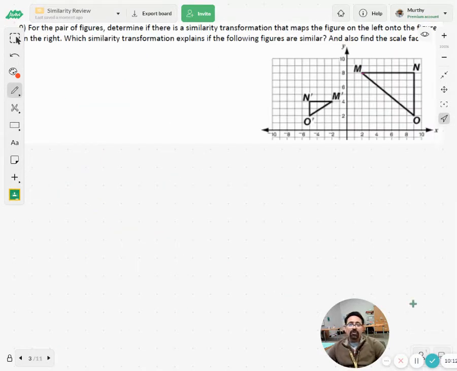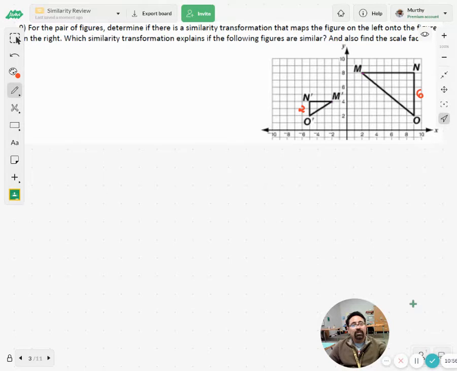For the pair of figures, determine if there is a similarity transformation that maps the figure on the left onto the figure on the right. Which similarity transformation explains if the following figures are similar, like SSS similarity, SAS similarity, and so on. I see that N prime O prime here is 2 units. You can count the number of blocks, 2 units. And here I see that 1, 2, 3, 4, 5, 6 units. NO is 6 units.